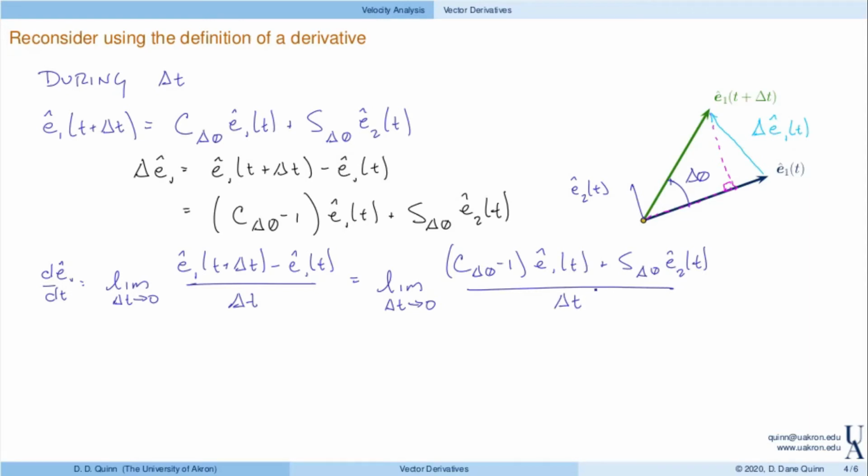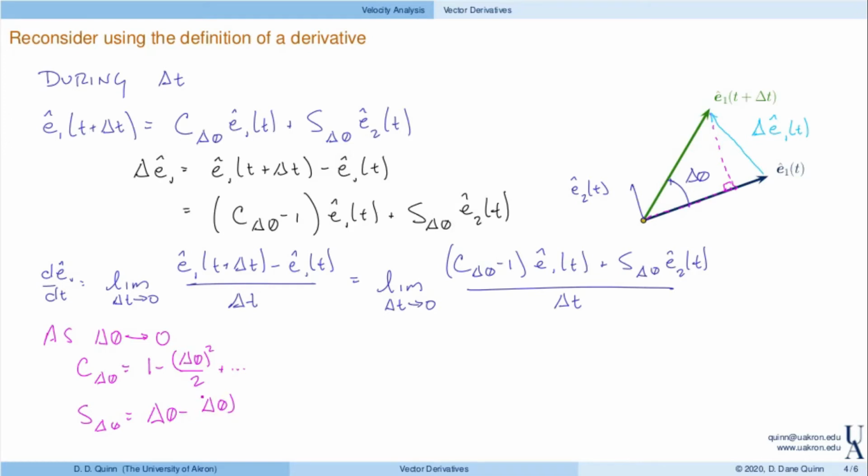So now I need to use a little bit of Taylor series. So as delta theta goes to 0, right? So for small angles, and with this limit process, delta t goes to 0, so delta theta should go to 0 as well. Then we have cosine of delta theta is equal to 1 minus delta theta squared divided by 2 plus, again, higher order terms. So these are just Taylor series expansions of cosine and sine.